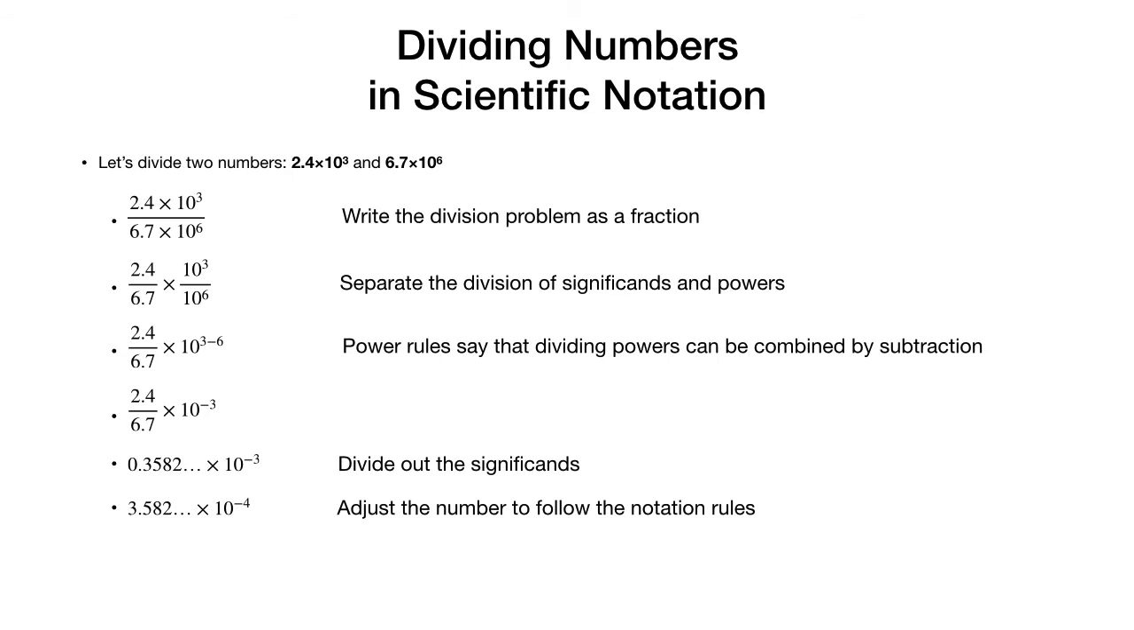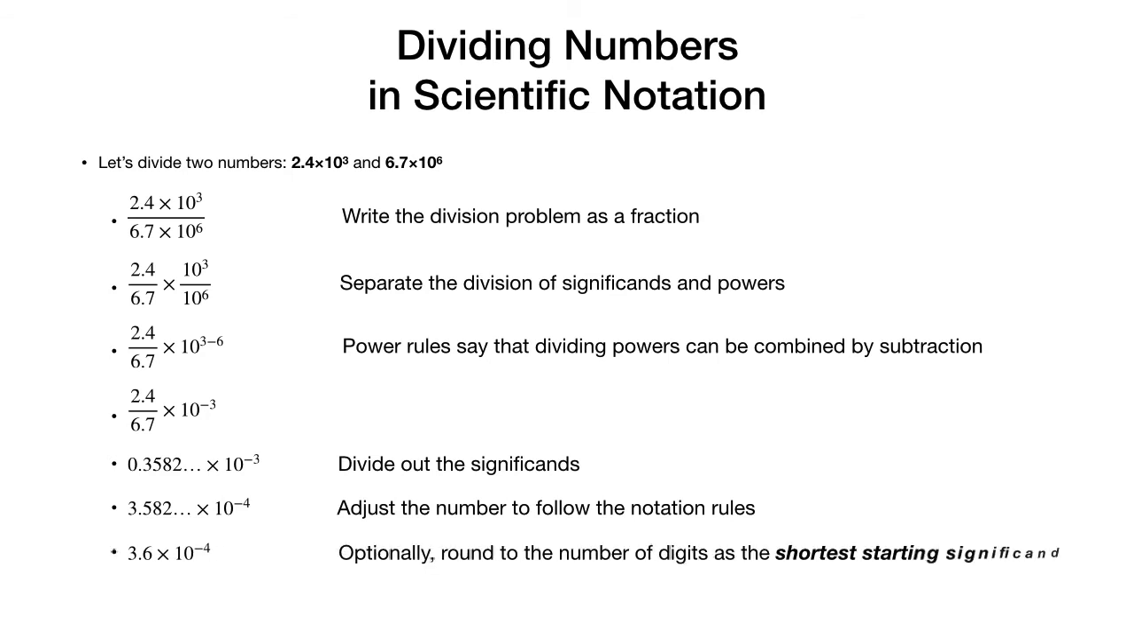So now we've got this long, long, long repeating decimal. But just as in multiplication, with division, we can round our number to the number of digits of the shortest starting significand. So in this case, the significands are 2.4 and 6.7. Both of those are two digits long, so our result can be rounded to two digits.